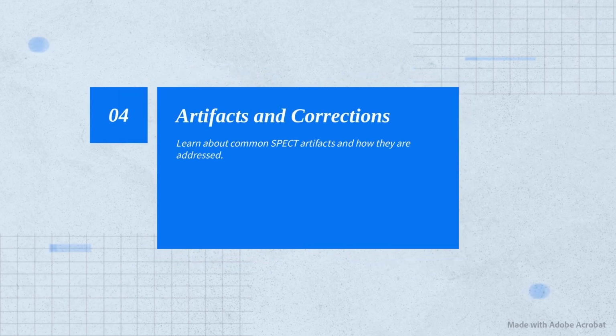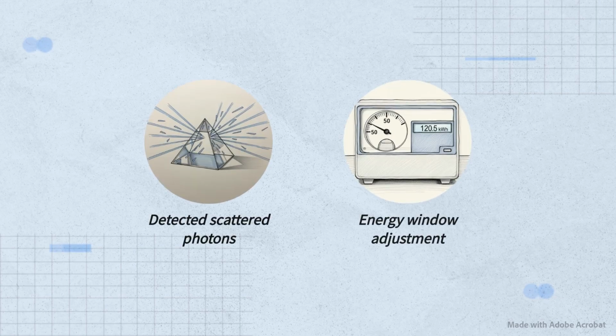Even with advanced techniques, SPECT images can suffer from artifacts. What causes these distortions, and how can they be corrected to ensure accurate results? Scatter artifacts are a major challenge in SPECT, but energy window adjustments can help mitigate their impact. Detected scattered photons in SPECT lead to reduced spatial resolution and contrast, making images less clear. Adjusting the energy window can reduce the effect of scatter, helping to improve image quality.